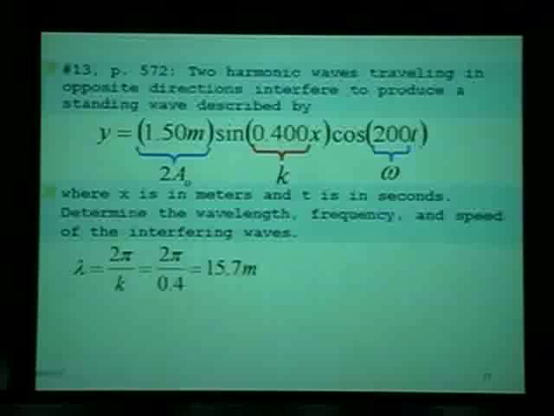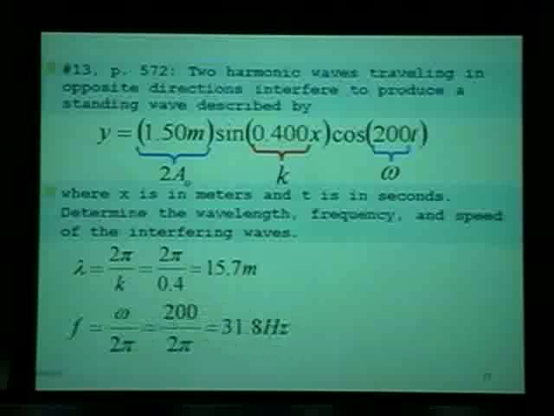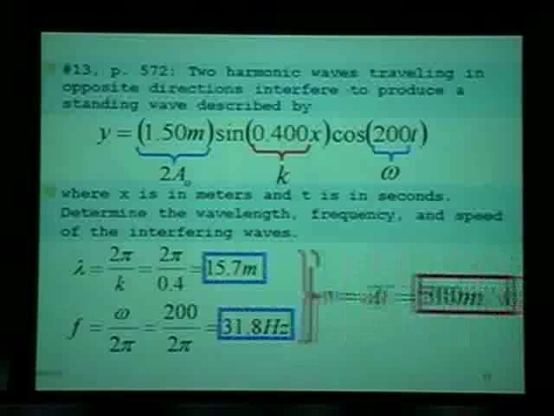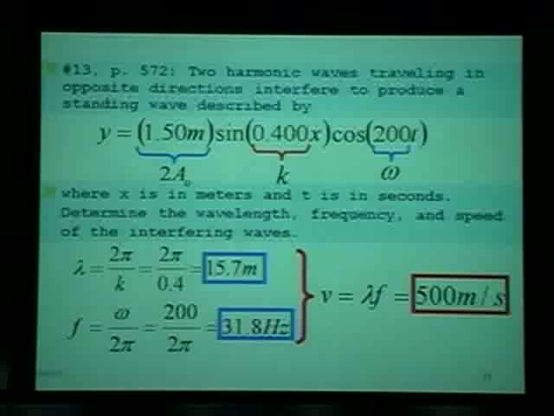Wavelength is 2 pi over k, 2 pi over 0.4, 15.7 meters. The frequency is omega, the angular frequency, divided by 2 pi. 200 divided by 2 pi is 31.8 hertz. There's our wavelength and frequency. So the speed of propagation is the wavelength times the frequency. 15.7 times 31.8 gives us 500 meters per second. So that's the speed of the interfering wave. Or equivalently, I could take omega divided by k, which would have been 200 divided by 0.4, and that would give me 500 meters per second as well.